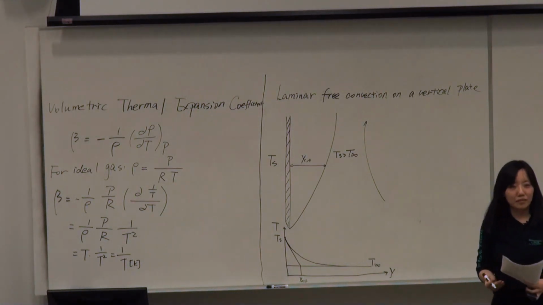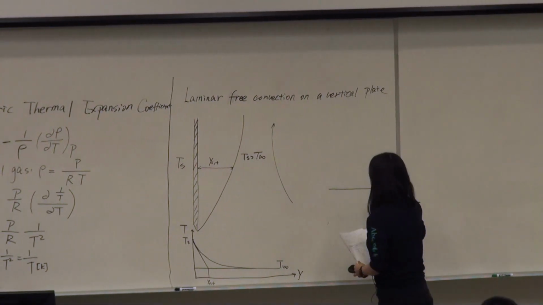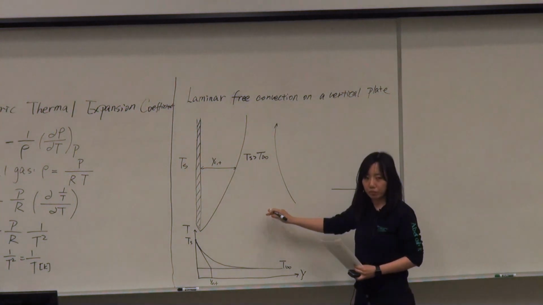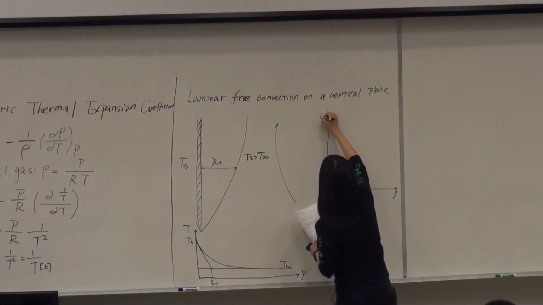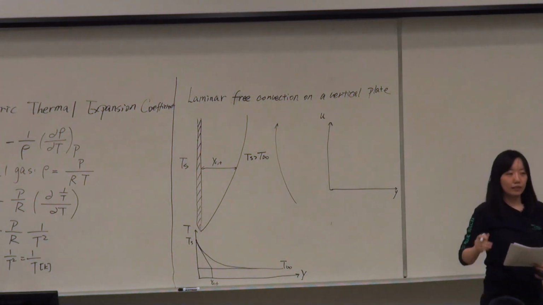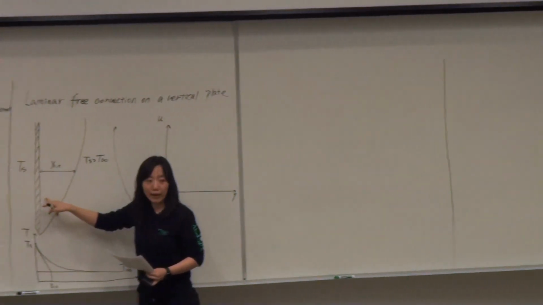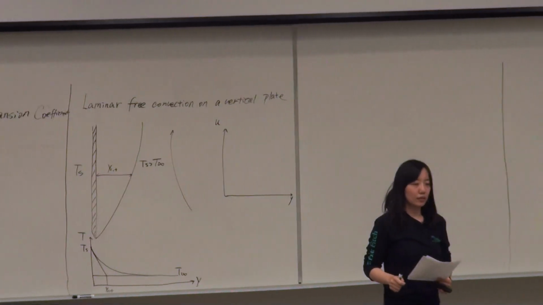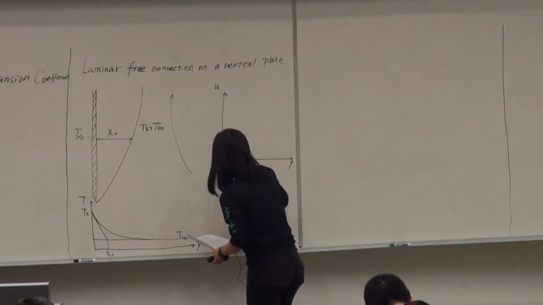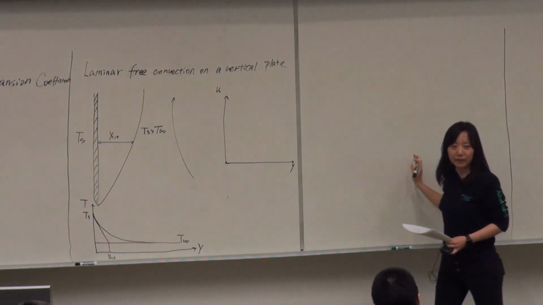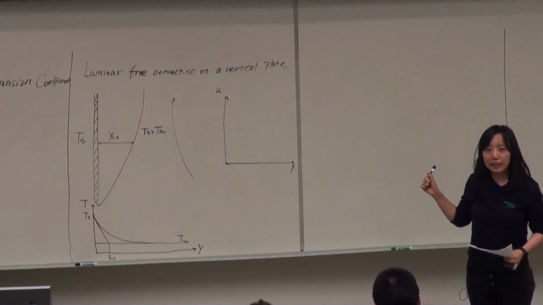Then how about our velocity boundary layer? If we have the same axis, y, along the direction perpendicular to the plate, I would like to know how my velocity distributes along this direction. At the plate, what's the velocity of the fluid? 0, because of the non-slip condition. Very far away from the plate, what's the velocity of our air? U infinity. But this is natural convection.